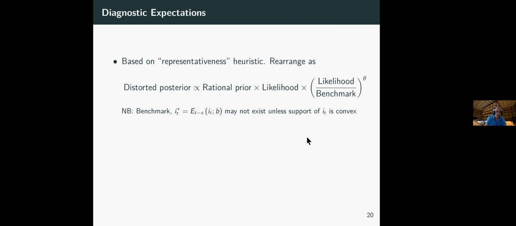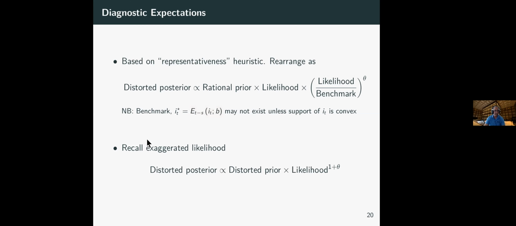and so diagnostic expectations is well defined. So recall exaggerated likelihoods. The distorted posterior is proportional to the distorted prior times likelihood to the 1 plus theta. The two key differences here, I'm going to just say DE and EL, otherwise I'm going to get tongue-tied. In DE, you use the rational prior. In EL, you use the distorted prior. That's the main difference. The other small difference is in DE, this gets rescaled by the benchmark. That's going to be minor. This is only going to affect things like precision. But the key difference is using the rational prior here versus the distorted prior here.